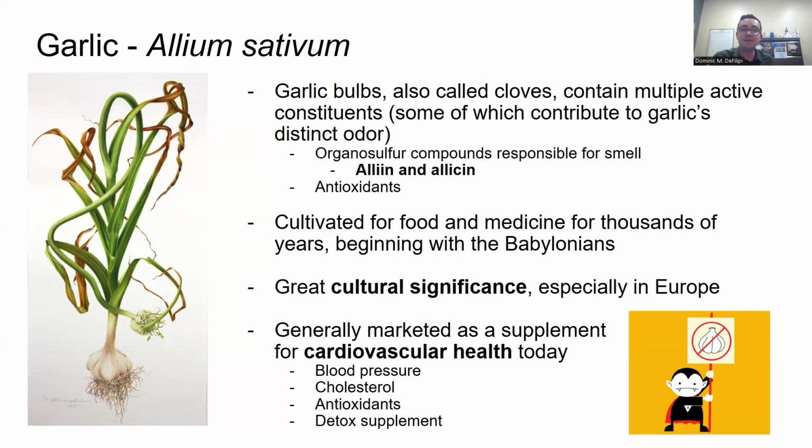We have antioxidants as well. Garlic is chock full of them. Now, they've been cultivated for food and medicine for thousands of years, beginning with the Babylonians, and they have great cultural significance, especially in Europe.